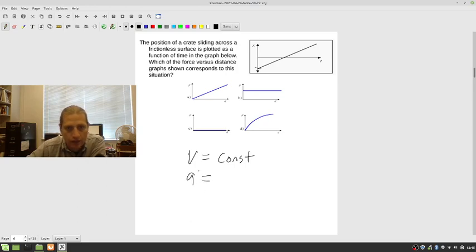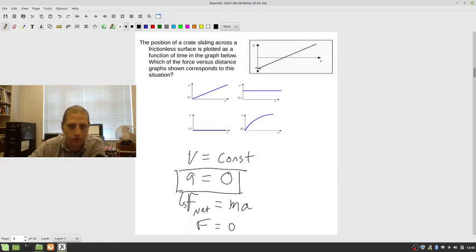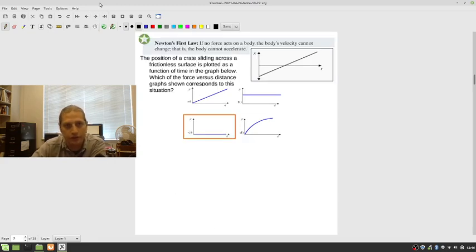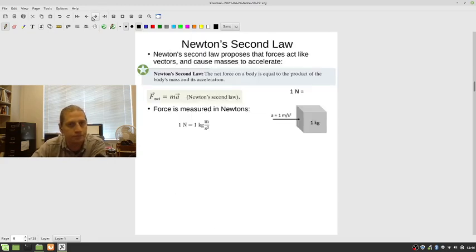A then must be 0. Okay? If you have a constant speed, your acceleration is 0. If your acceleration is 0, F net equals m times a, and a equals 0 means that F equals 0. So our force here is just 0. Okay, and that's what my next slide showed.